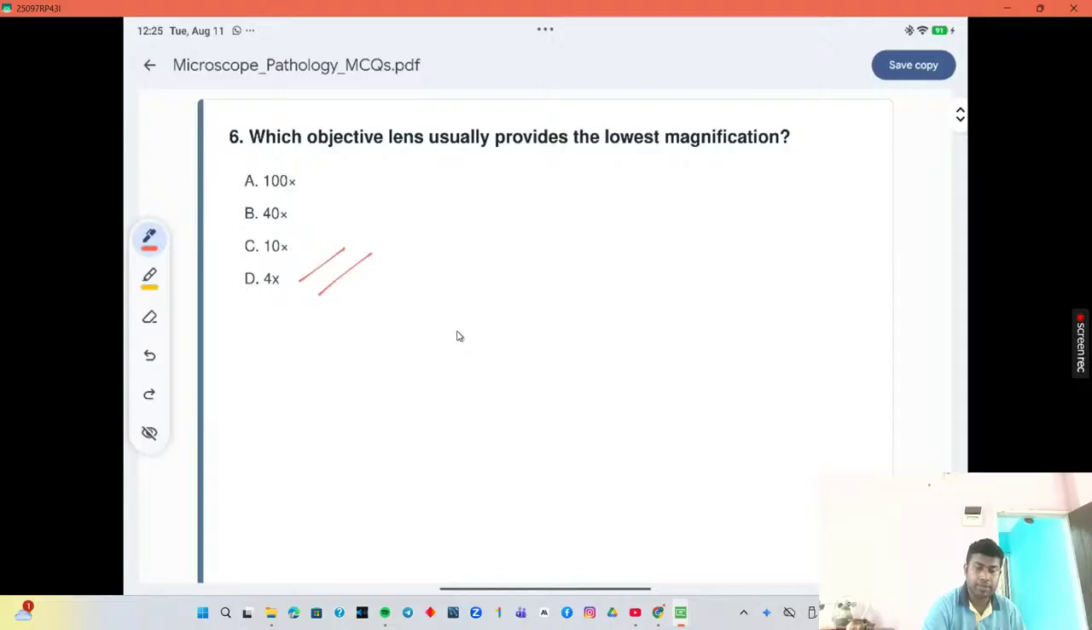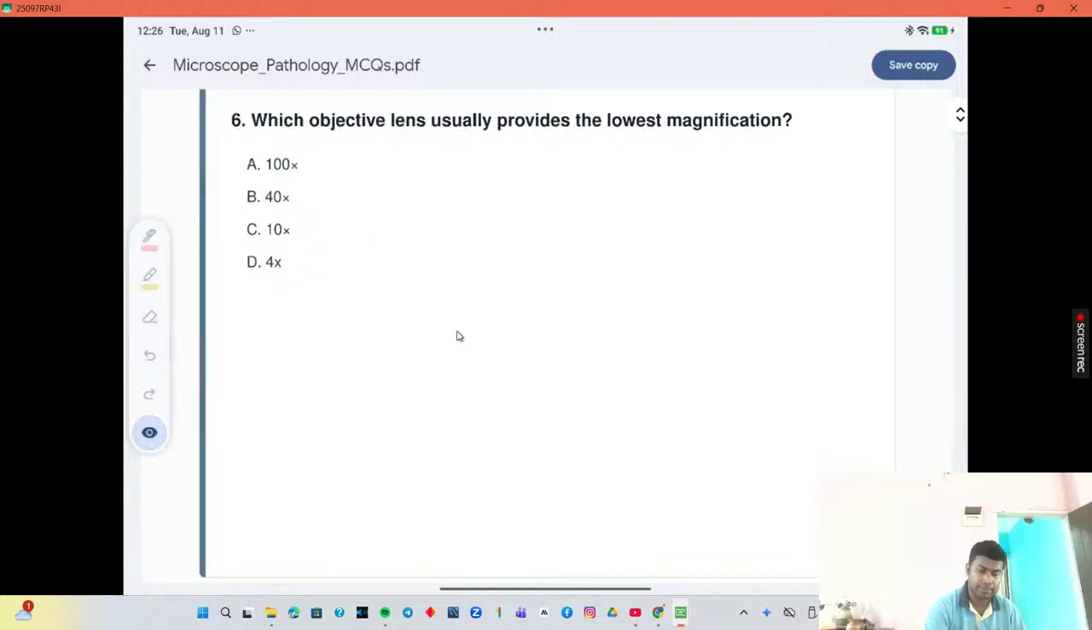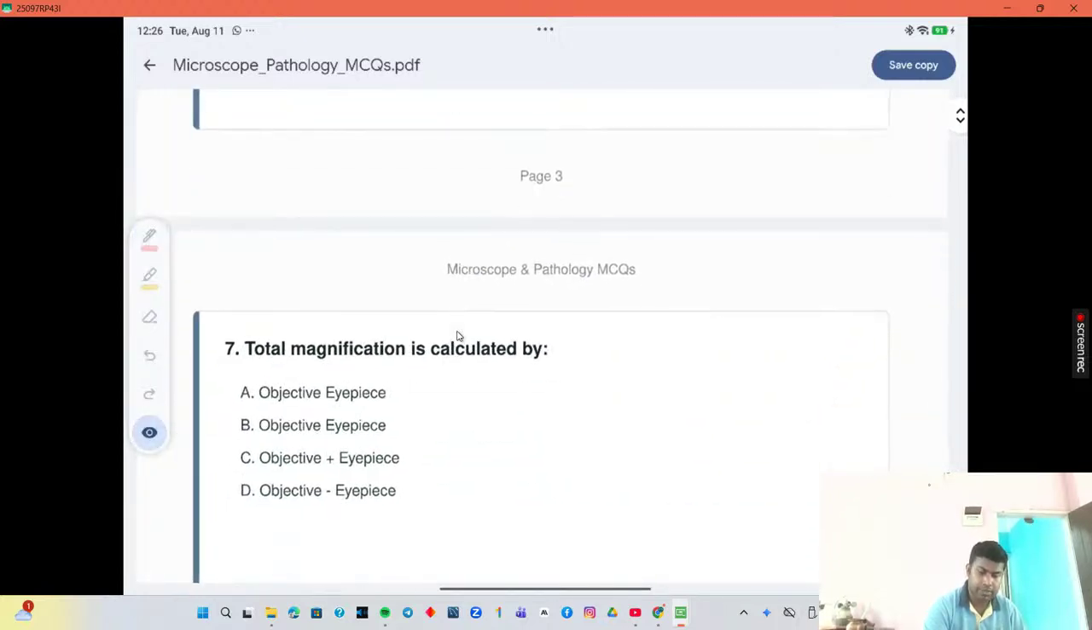Which objective lens is known as scanner? The lens which has a magnification of 4x, and it is the lowest magnification of a microscope. And this lens is known as scanner. Okay, now I will come to the next question.